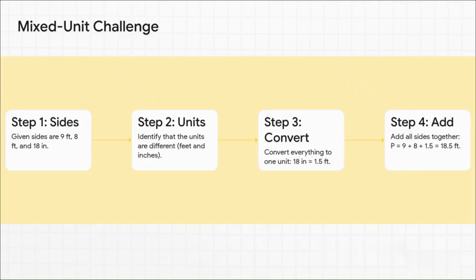Okay, watch out for this one. This is a super common trap. Mixed units. If you've got sides in feet and inches, you can't just add the numbers. The absolute key here is to get everything into the same unit first. So we'll change those 18 inches into 1.5 feet. Then, and only then, can we add everything up. 9 plus 8 plus 1.5 equals 18.5 feet.